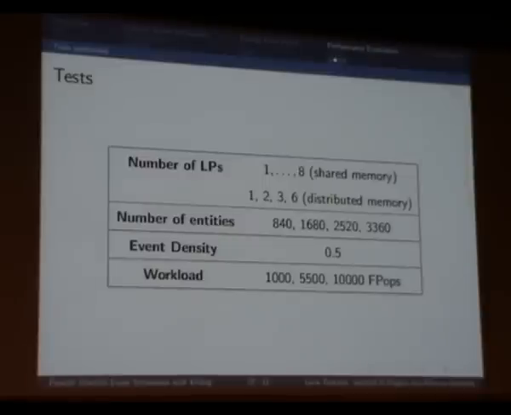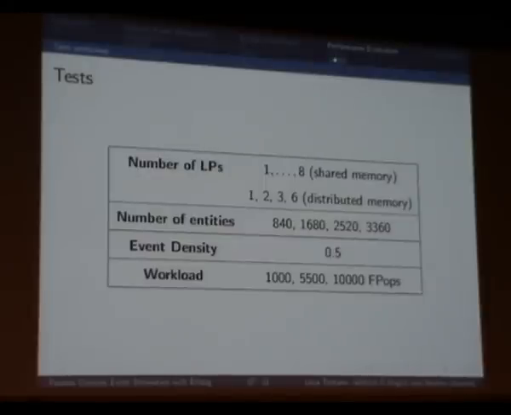So those are the tests. For the shared memory, we tested from 1 to 8 logical processes on the same machine. For distributed memory, from 1 to 6. The number of entities goes from 840 up to 3,360. 840 is the least common multiple for every number of LPs.